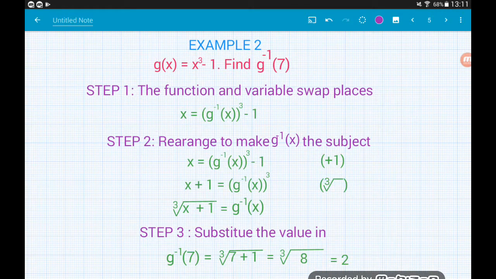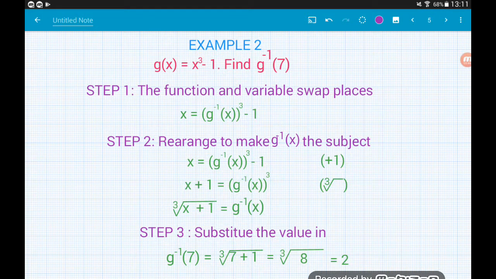Example 2. g of x is equal to x cubed minus 1. Find g inverse of 7. So we've got an extra step in here. We want to find the particular value of the inverse function. First of all, let's find the inverse. Again, the function and the variable swap places. So g of x becomes x, and the x becomes the g inverse. So x cubed has become g inverse, all cubed. That's left us with x equals g inverse cubed minus 1.